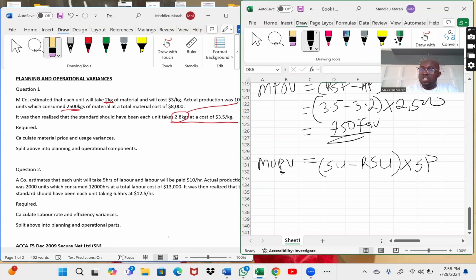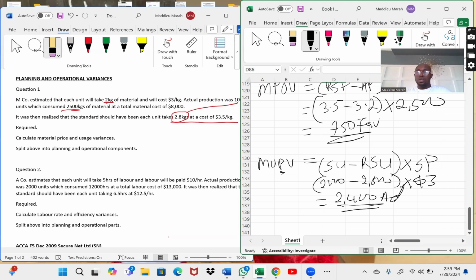So what's our standard usage? Our standard usage is 2,000 minus revised standard usage of 2,800, multiplied by standard price, which is $3. So what will be our variance here? From the look of things, it is an adverse variance. We planned 2,000, and now it's 2,800, so we have 800 multiplied by 3, which gives us 2,400 adverse. So we have that as the material usage planning variance.